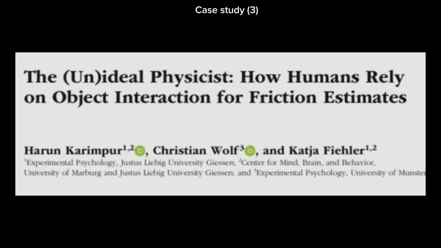How do we understand friction without thinking about it? According to Karimpa and his team, in the 2023 study, we don't rely on what we see, we rely on what we do. The research introduced the concept of unideal physicists, showing that humans need direct interaction with an object or surface to accurately judge how much friction exists. This helps explain why visual cues alone, like looking at the ice rink from the sideline, aren't enough to prepare us for the reality of moving across it.